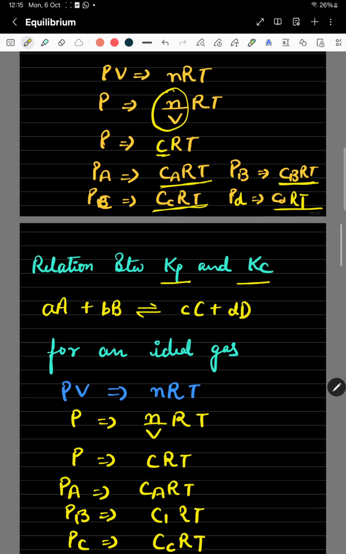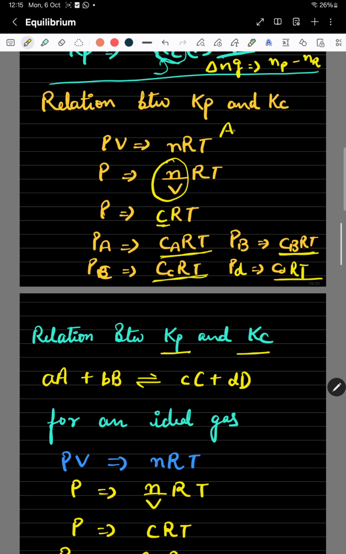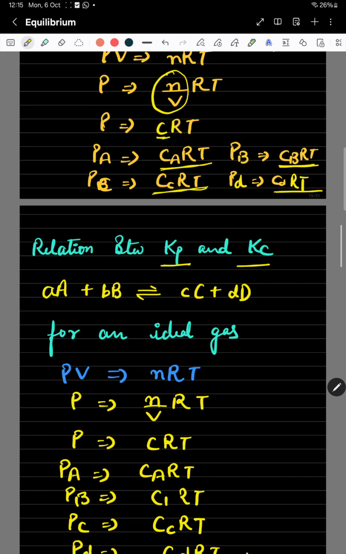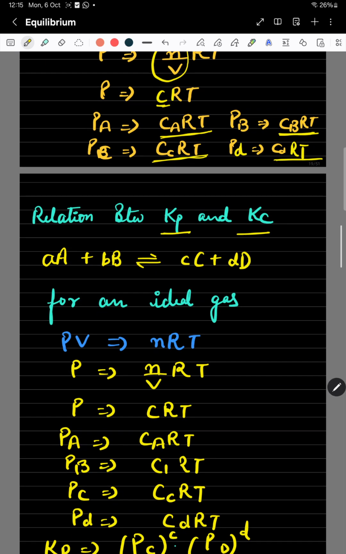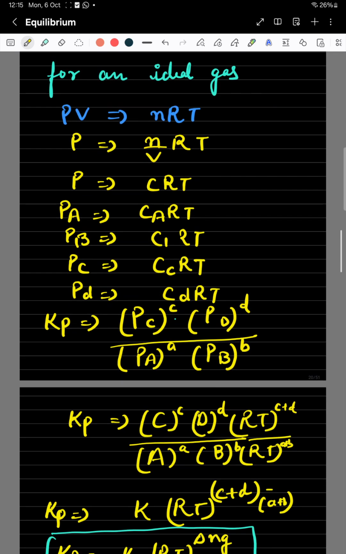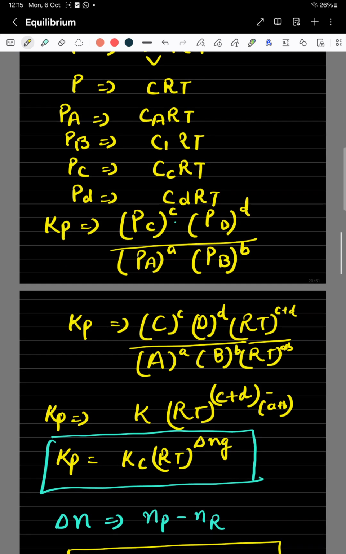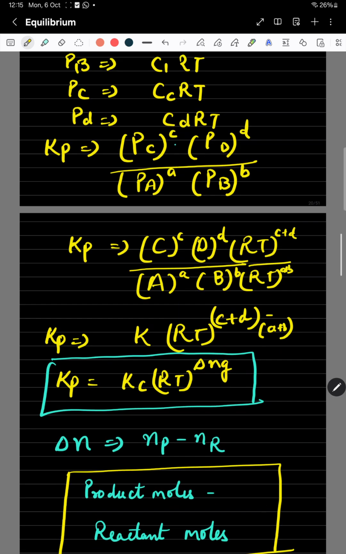Now here, relationship between Kp and Kc. So you have expressed the different gaseous reactants. Suppose you have A plus B reaction, as we know that all of them are in the gaseous form. So you are expressing their partial pressure in terms of concentrations as well. So relation between Kp and Kc, you can easily express. Kp you have expressed as partial pressure of C power C, partial pressure of D power D, partial pressure of A power A, partial pressure of B power B. Now here the partial pressure is expressed in terms of concentration: C power C, D power D, A power A, B power B.